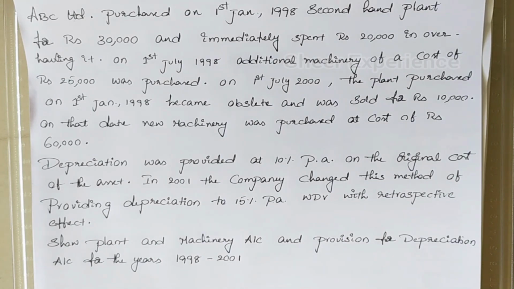Depreciation was provided at 10% per annum on the original cost of the asset. In 2001, the company changed this method of providing depreciation to 15% per annum and written down value method with retrospective effect. Show plant and machinery account and provision for depreciation account for the years 1998 to 2001.